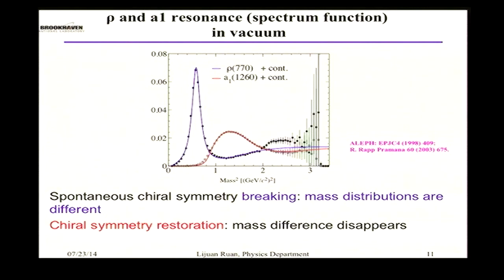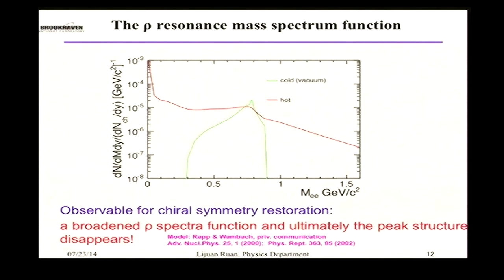Experimentally measuring the A1 particle is very challenging and difficult. So instead, we focus on measuring the Rho particle and studying the modification of its spectral function. Again, you see in vacuum it's a peak structure. And we want to see whether at some point the Rho spectrum gets modified and broadened, and in the end, whether this kind of peak structure disappears.